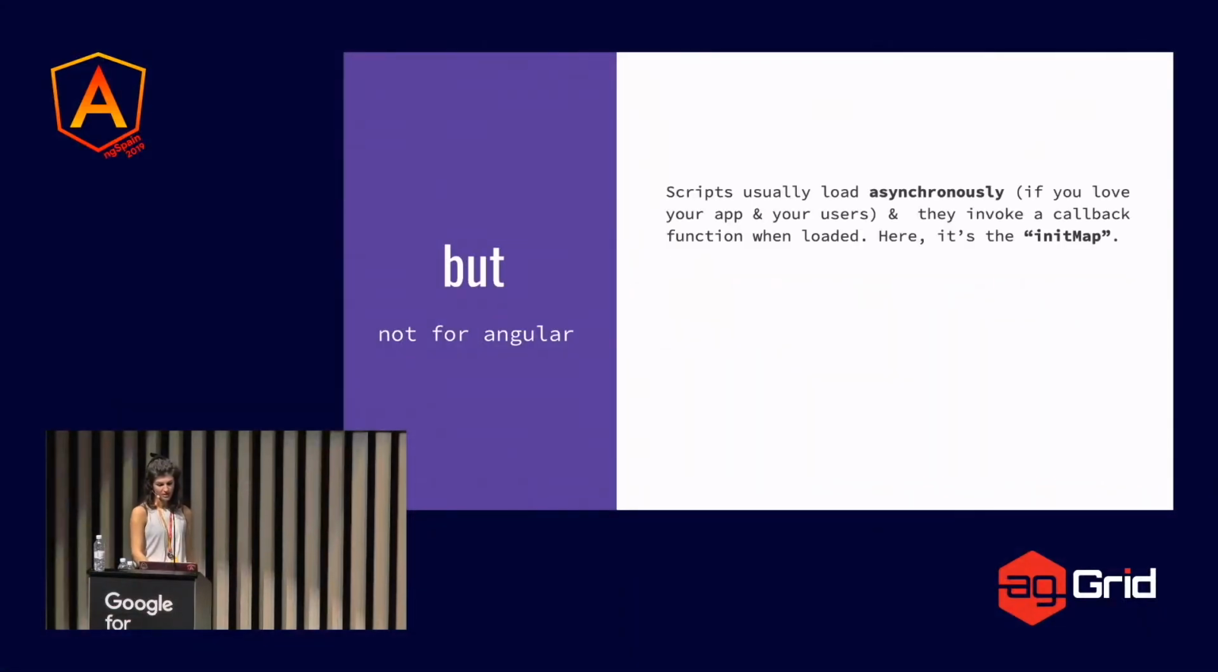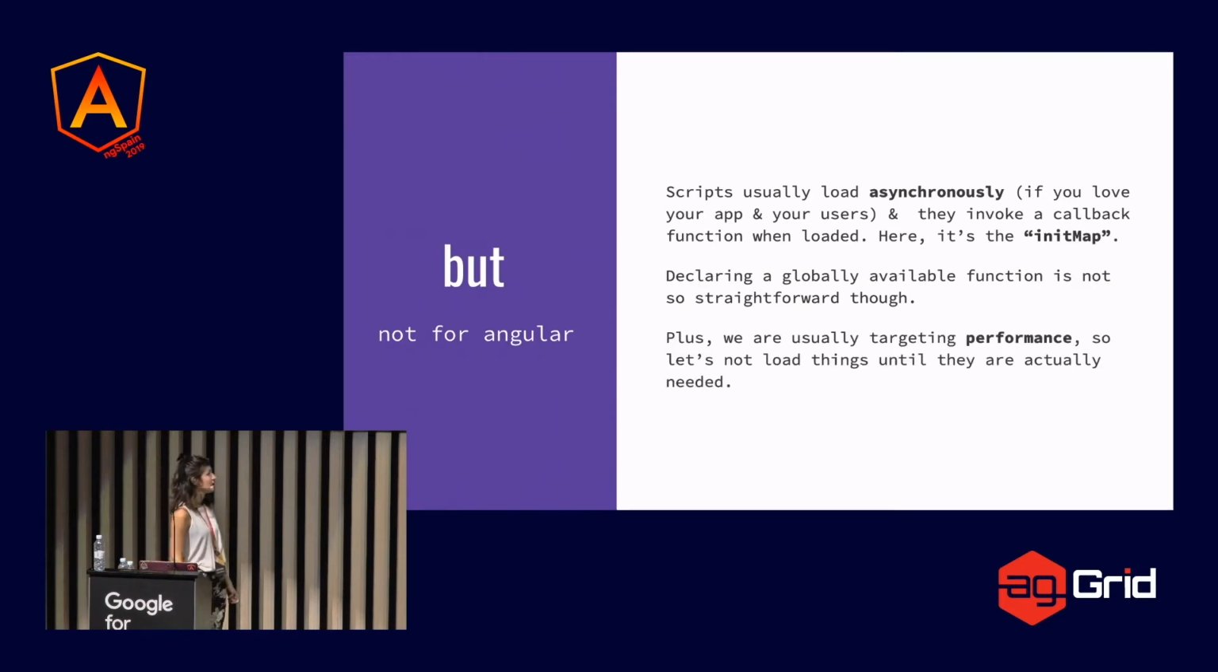But that's not the case here, of course, because scripts usually load asynchronously, and they invoke a callback function when loaded. Here was the init map, as we said. So declaring a globally available function is not so straightforward here. Plus, we're usually targeting performance, so we wouldn't want to load something in the beginning if we're not going to use it or until we want to use it.